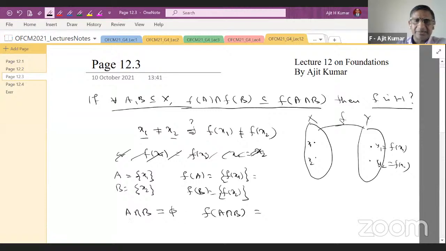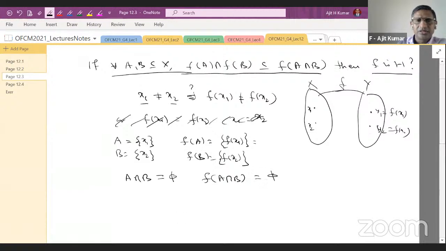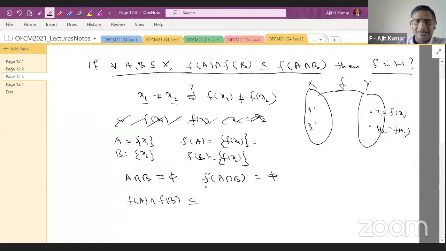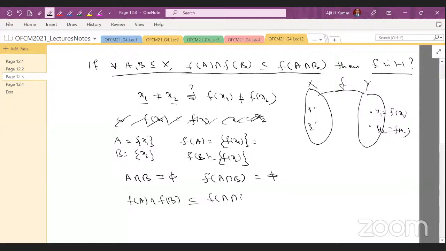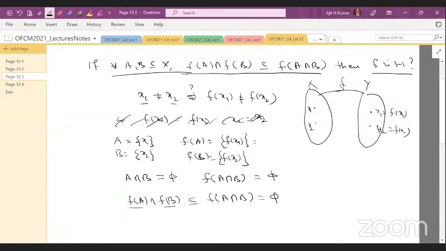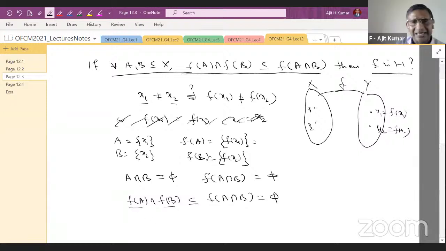If A intersection B is empty, what is f of A intersection B? This is the empty set. Very good. And what do we know? We know that f of A intersection f of B should be contained in f of A intersection B. But this is the empty set, right? Yes. So what does it say about when this can happen?